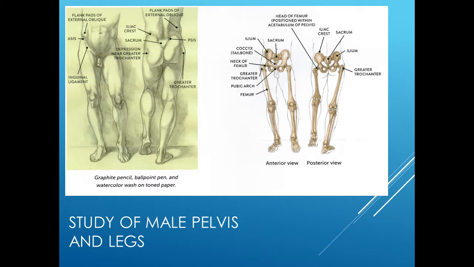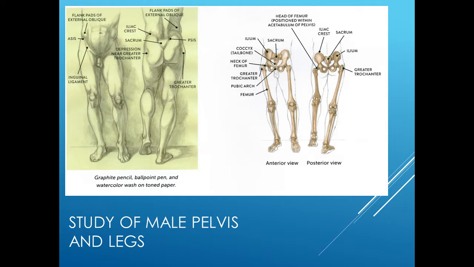Here's a ligament that comes down right inside here, the inguinal ligament. Over here on the posterior, we see the iliac crest, again on the pelvis, going up there. The sacrum right there, the coccyx is going to be down here. And then we have this little depression right in here, called the depression near the greater trochanter.